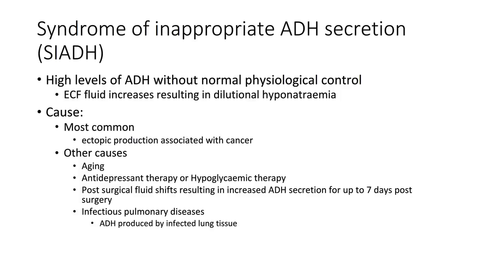So syndrome of inappropriate ADH secretion is contracted down to the letters SIADH. And what we're seeing are high levels of antidiuretic hormone without any normal physiological control. So the feedback loop is disrupted. And so we see more fluid being retained, which dilutes the sodium ion in the fluids. The most common cause of this is an ectopic production of ADH due to a cancer. But there are other causes.